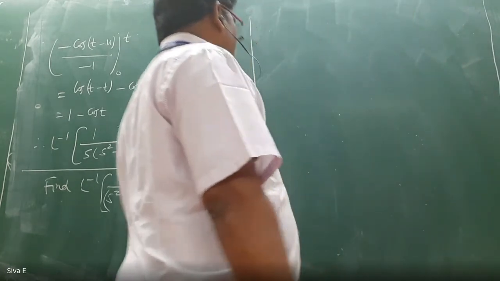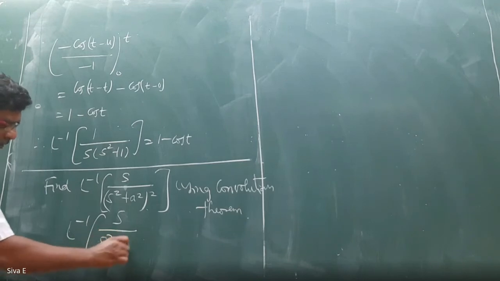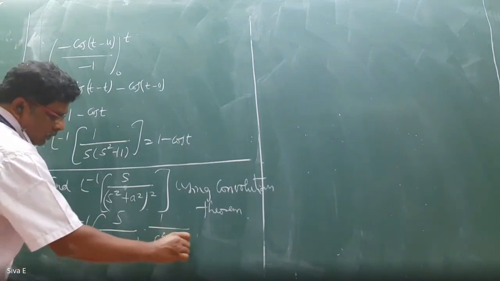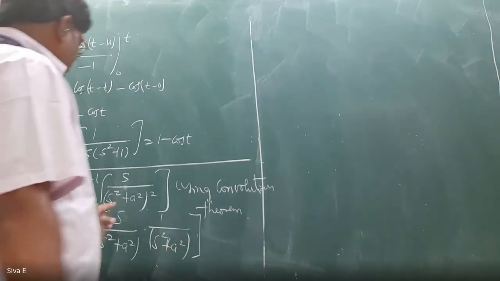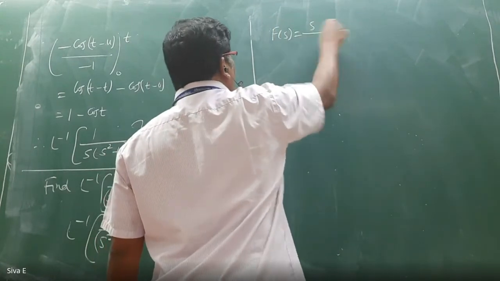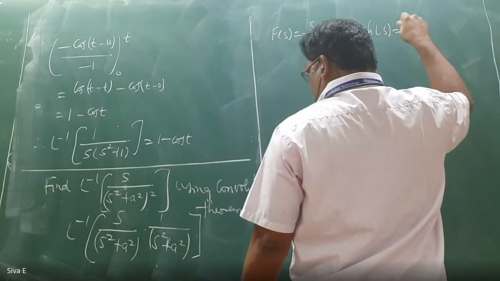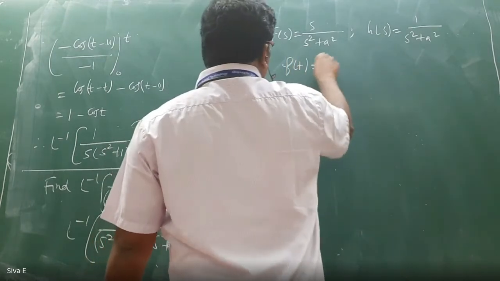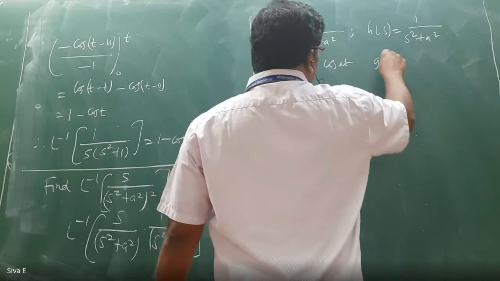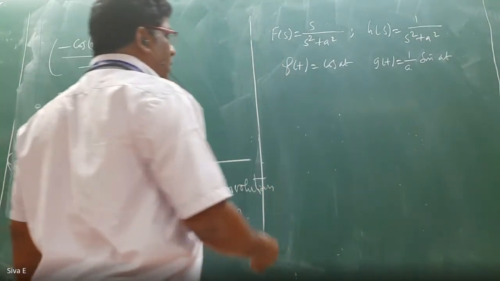How can we solve this? S by s square plus a square, we can write this as s by s square plus a square into 1 by s square plus a square. So here f of s is s by s square plus a square, g of s equal to 1 by s square plus a square. So what is f of t here? Cos a t, g of t equal to 1 by a sin a t.